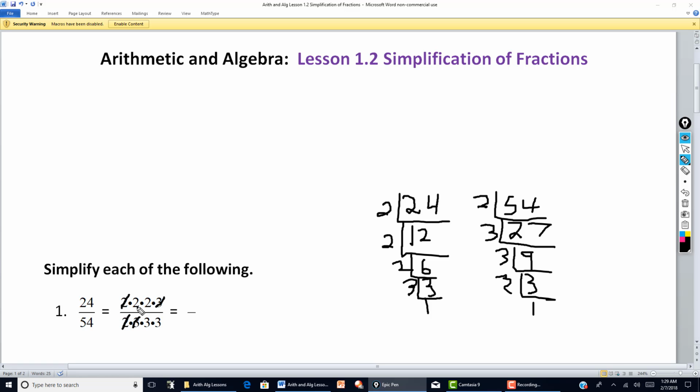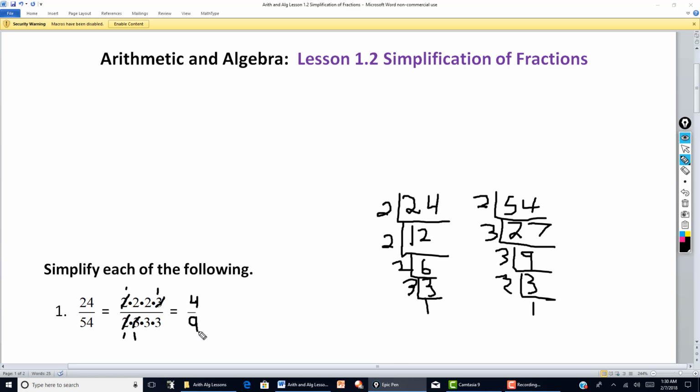And what's left? Nothing else we can cancel. So we multiply what we left. Keep in mind that when we divide out, these actually become 1. So this is a 1 here, this is a 1 here, this is a 1 here, this is a 1 here. So you multiply everything that's left. 2 times 2 times 1 gives me 4. And then 1 times 1 times 3 times 3, that's going to be 9.